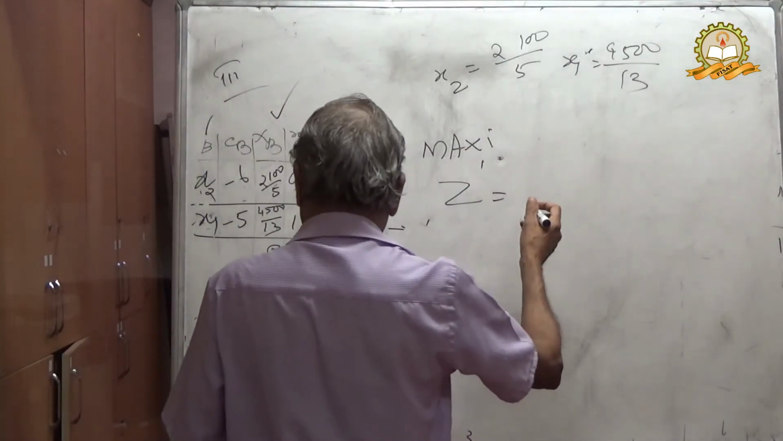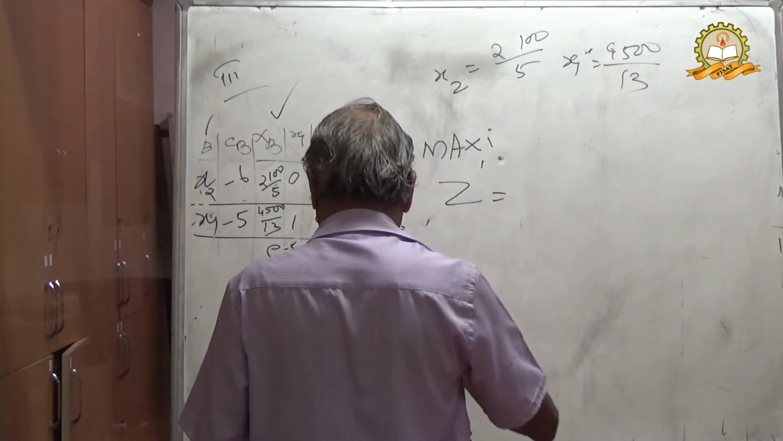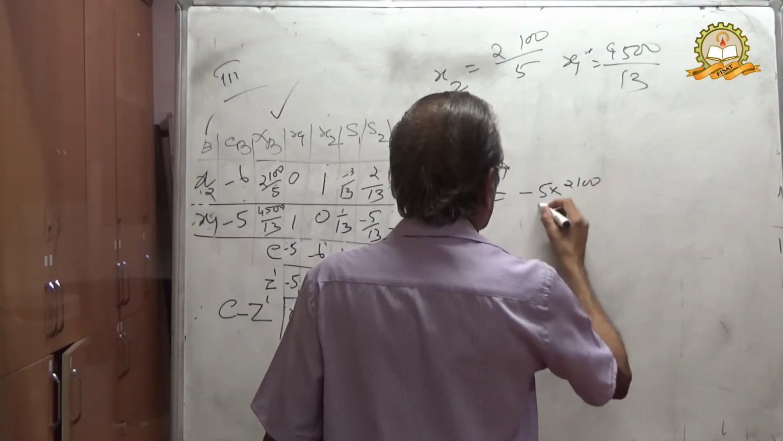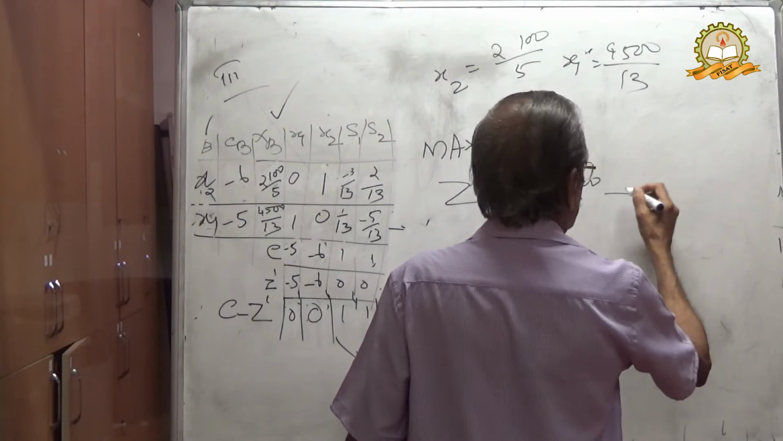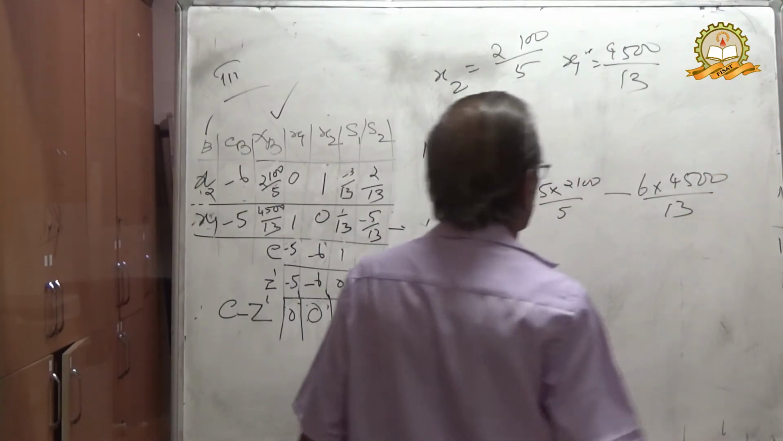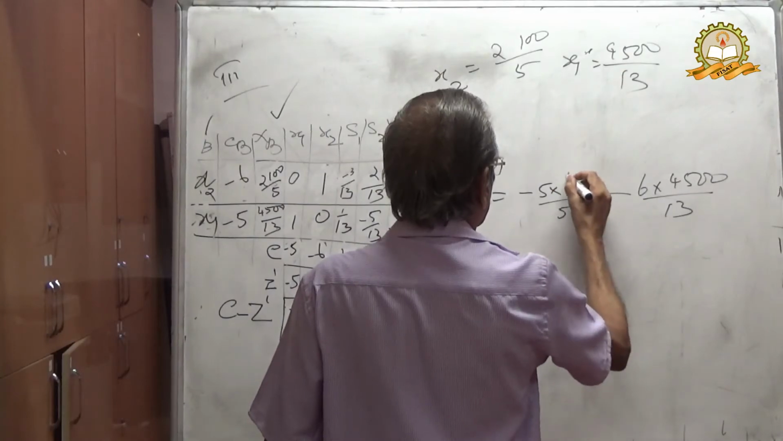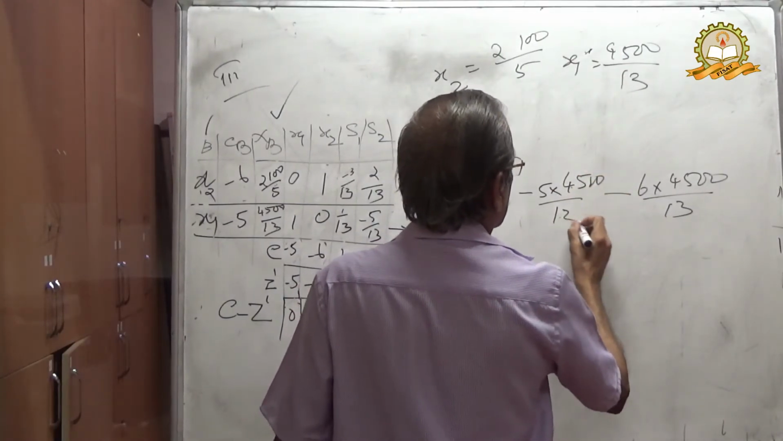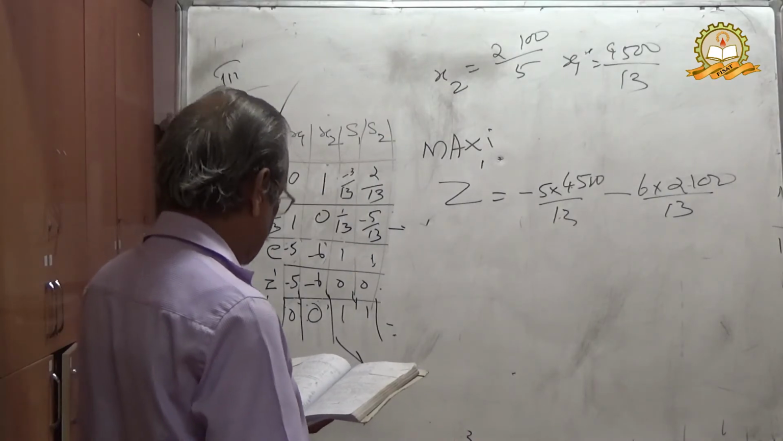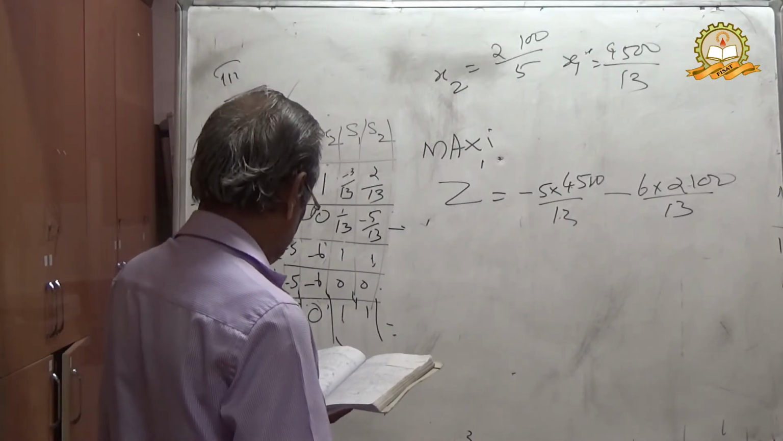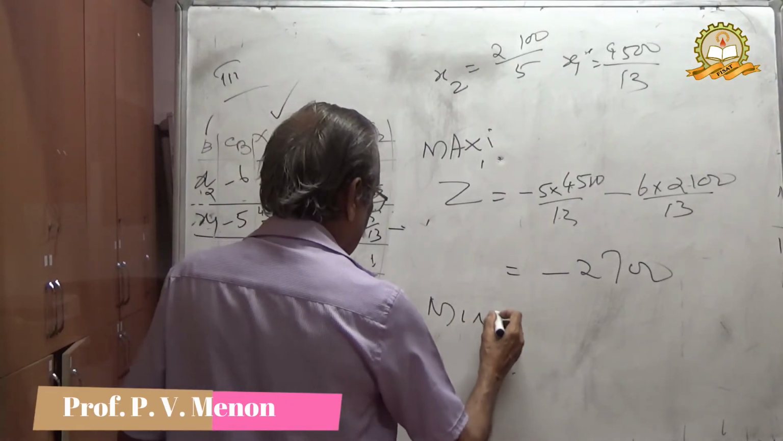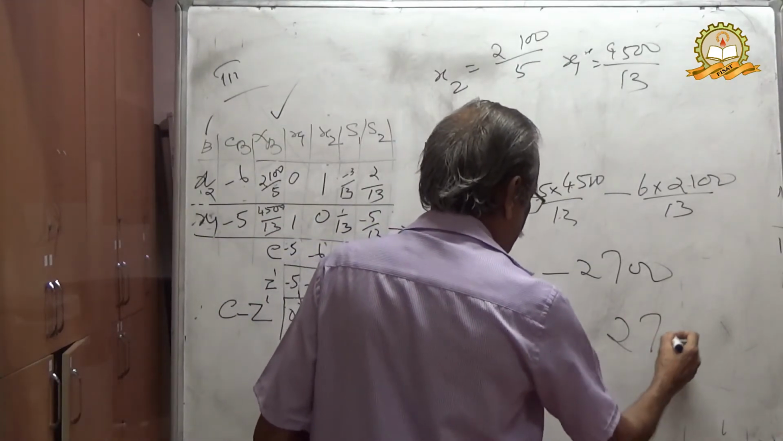Therefore, Z dash equal to your earlier number, minus 5 into 2100 by 5, then minus 6 into 45 by 13, X1 equal to 45 by 13, and this is equal to 2100 by 13, equal to negative 2700.